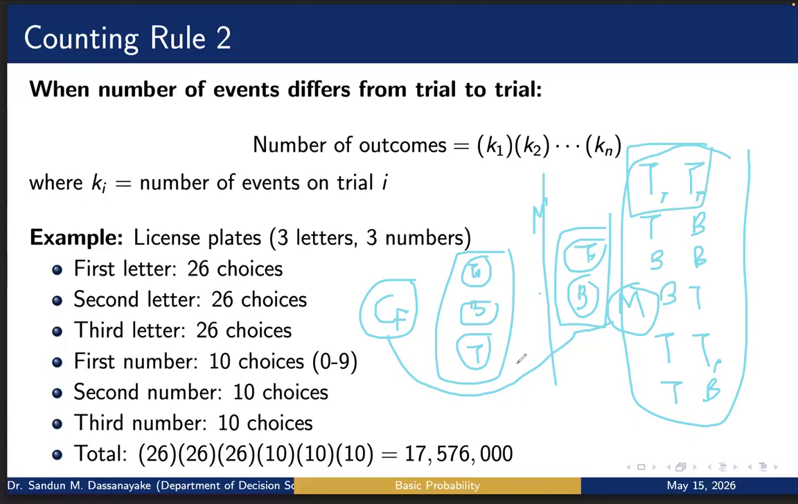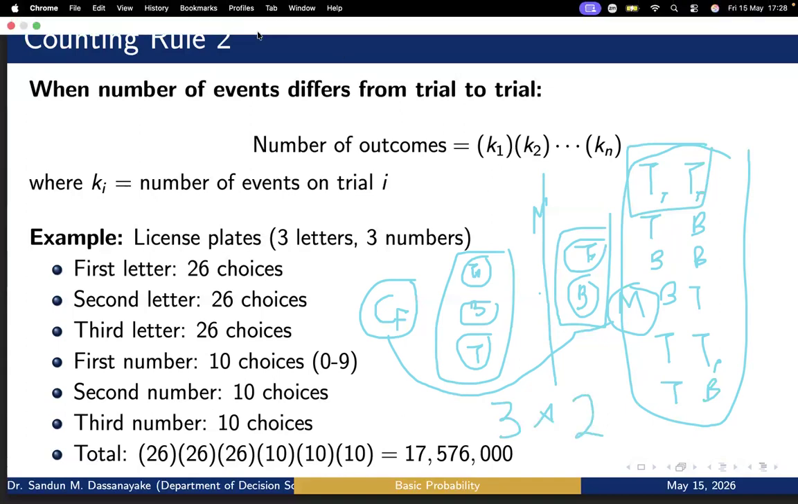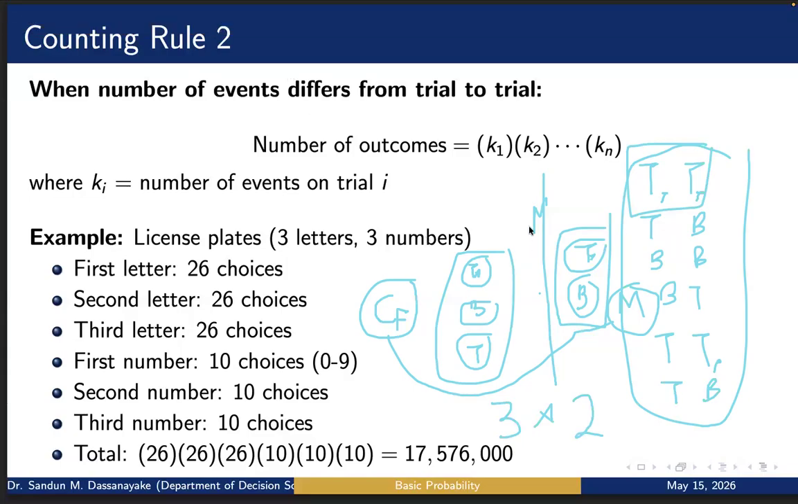So in order to calculate this, you can easily multiply 3 times 2. So all the possible outcomes can be calculated like that. That's what it says: number of trials, you multiply by the possible number of trials, independent one times the other ones, then you can get all possible outcomes.